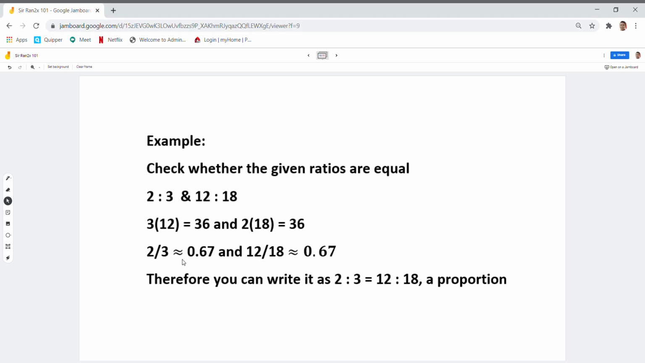You can also check using the second way of checking it. You check the quotient: write first the first ratio in fraction form and the second ratio also in fraction form, then go to division. So 2 over 3 is the same as 2 divided by 3. That's approximately 0.67. And 12 divided by 18 is also approximately 0.67. That means you have the same quotient. You can also make use of that to conclude that the given is a proportion. Therefore, you can write it as 2 is to 3 as 12 is to 18, a proportion.